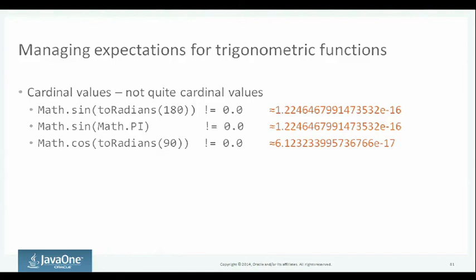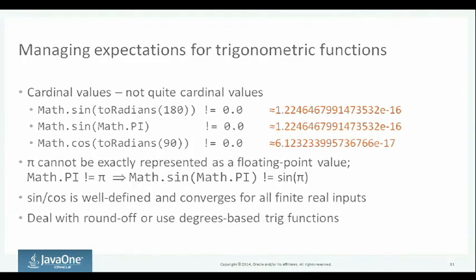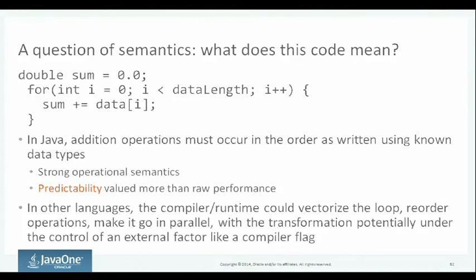All right. For trig functions, there's not very many cardinal values. Just very quickly, you might initially be surprised that Math.sin of 180 degrees is not exactly equal to 0, and sine of Math.PI is not exactly equal to 0. So is there a bug in the sine library? No, this is not a problem. Pi is transcendental, so it can't be represented as a floating point value, and so it's not exactly equal there, and I've been given the hook.